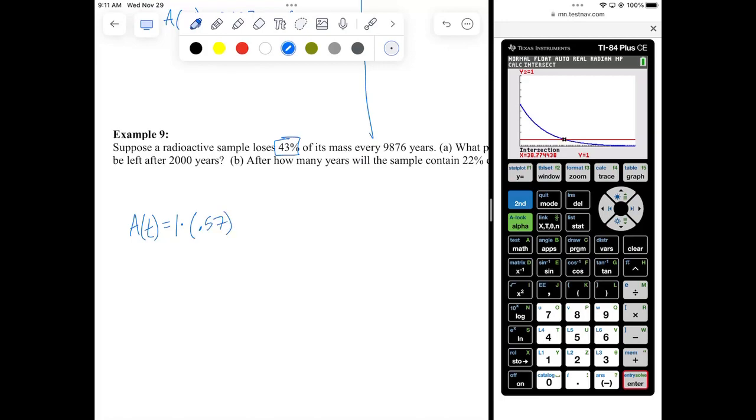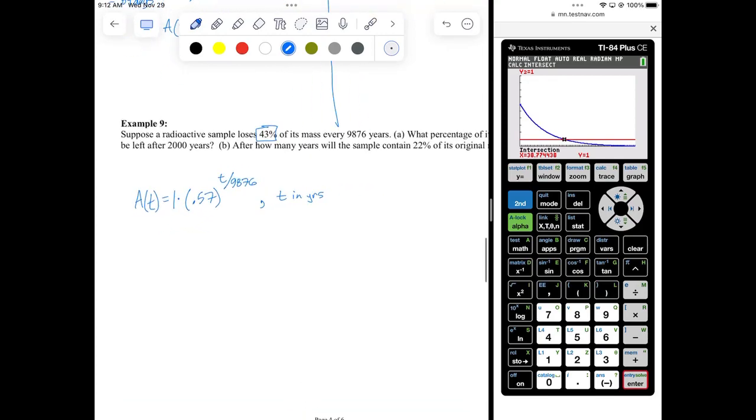There you go. Now we have to find the difference of 43 and 100 because the model itself doesn't tell us how much we're losing. The model tells us how much we have, which is how much we have retained, which is the difference from 100. And then what would the exponent be? T what? Divide by 9876. Yeah, and then we'll make a little note here that T is in years.